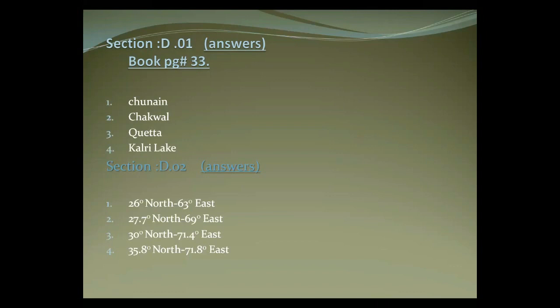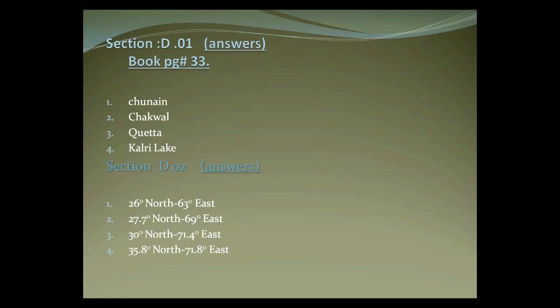So these are all your exercises. Now the section D answers: 26 degree north and 63 degree east. The second is 27.7 degree north, 69 degree east. 30 degree north and 71.4 degree east. 35.8 degree north and 71.8 degree east. You just take the screenshot for better understanding or for doing the book work.